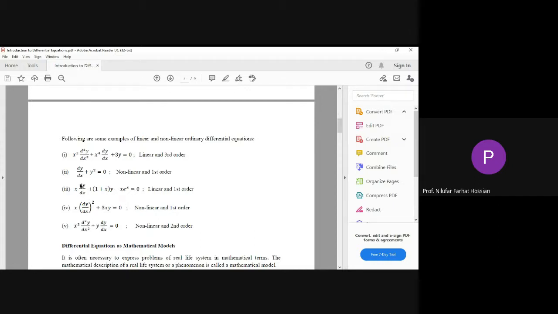Now what is the coefficient of this derivative? It is x. There is no y here. So the second condition is also satisfied. So that's why it is a linear equation. Now go to the next one.